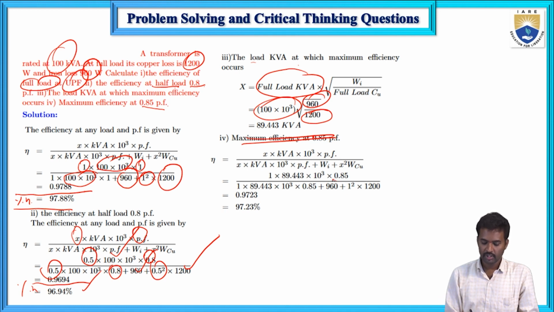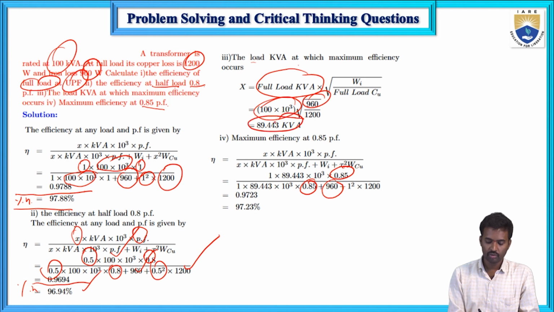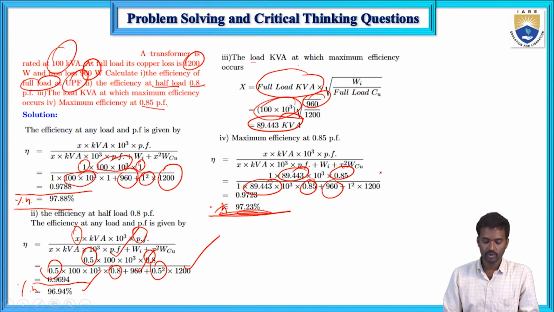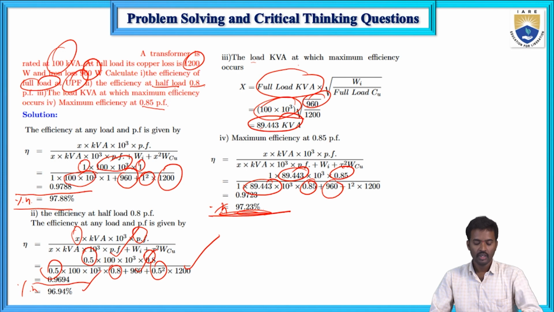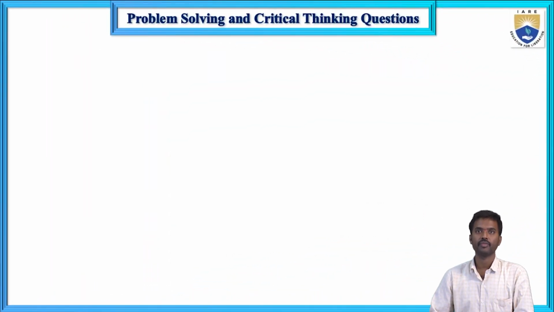And next, maximum efficiency. So maximum efficiency means here, the power factor is 0.85. So now here you can take this one, 89.43 kVA, and 89.43, and the only changes are here. And next this value equals 97.23 percent. That means the efficiency equals 0.9723, percentage efficiency equals 97.23.